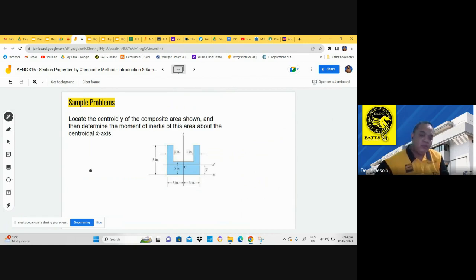Locate the centroid y bar of the composite area shown and determine the moment of inertia of this area about the centroidal x-axis. So you can see the axis there. We have the original x and y. The x prime will be the centroidal x-axis.